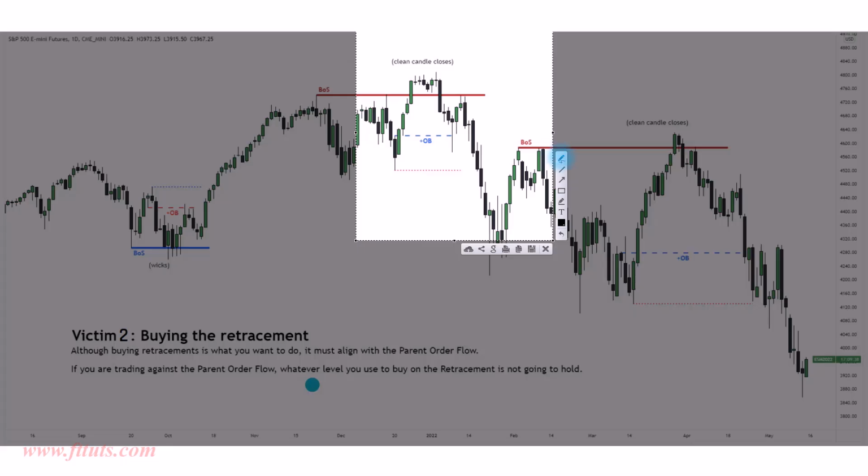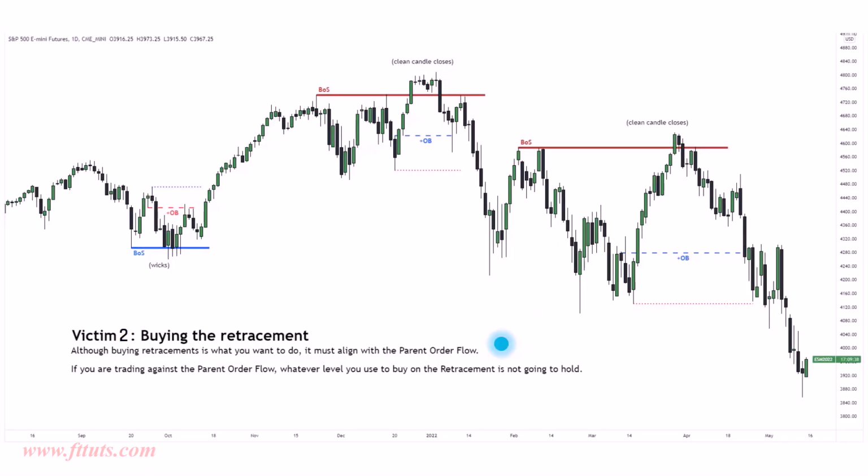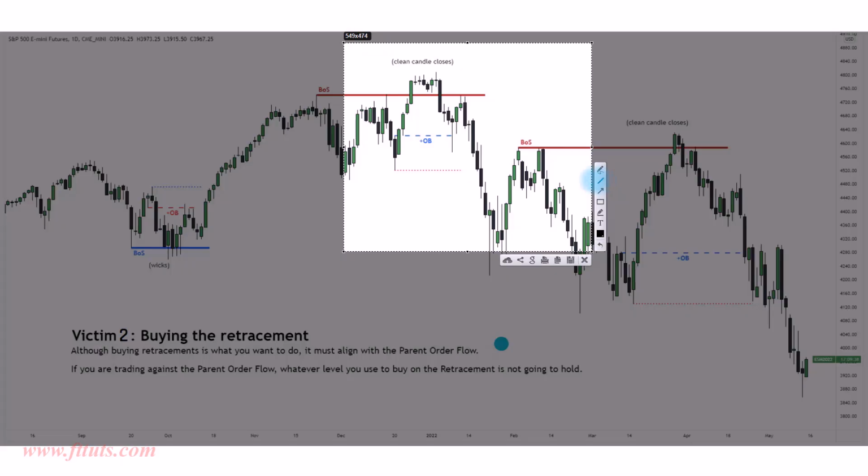So instead of buying this retracement here at this order block for a higher low and expecting a higher high, what you should have done is sold this retracement for a lower low. You see, this one plays out because it's trading with the parent order flow, which is a run on highs. That's a purge of liquidity, and then that's your short setup there.